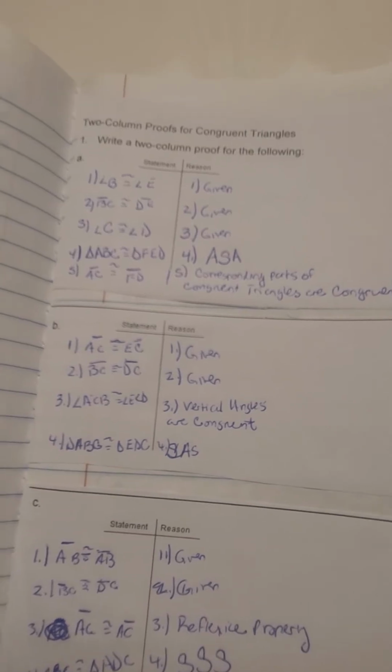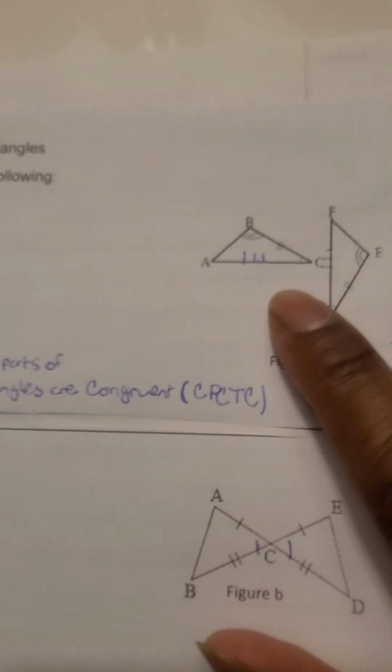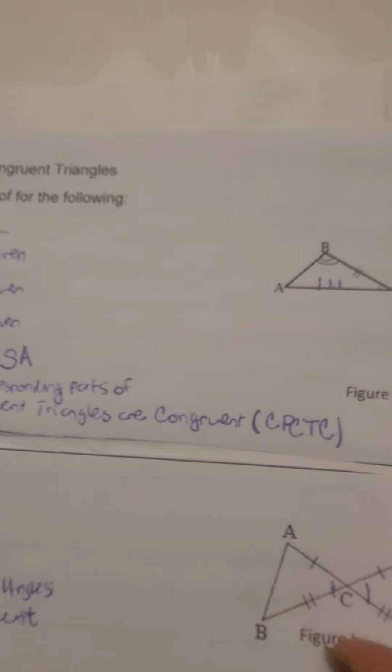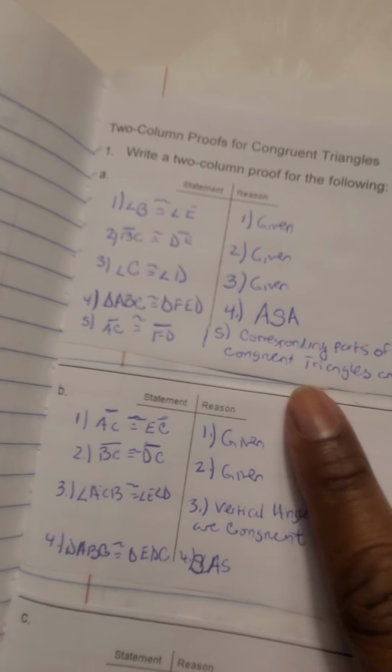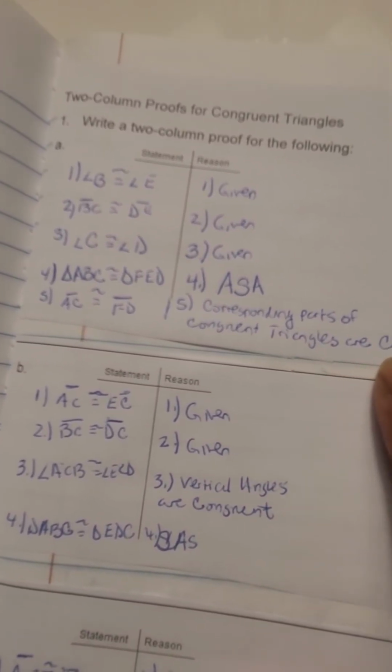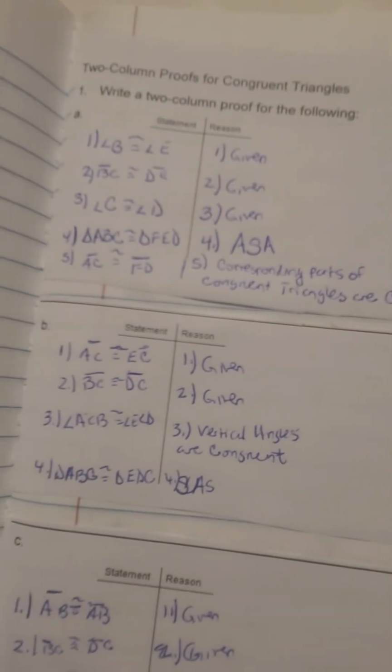And we have to do some of our own as well. Give it some examples. I drew my little lines on this one because it was side-side-side. And corresponding parts of congruent triangles are congruent, as you see that they are all congruent with each other.